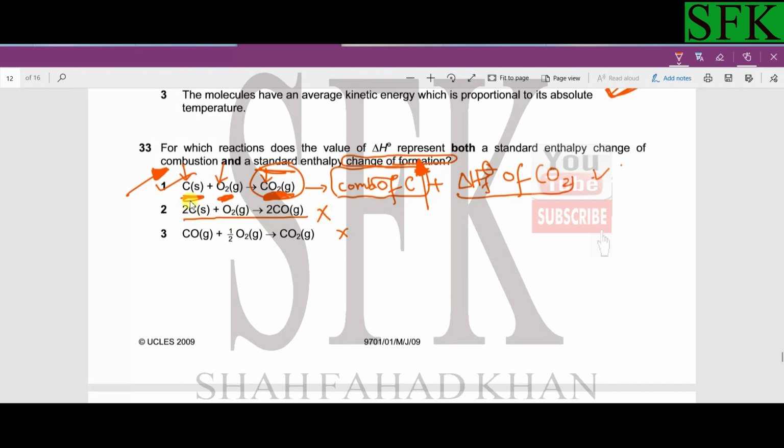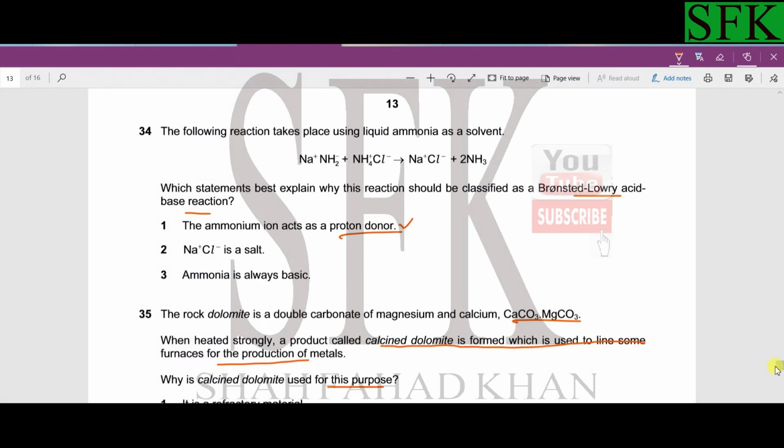Then secondly, it's actually incomplete combustion of carbon. So this is not complete combustion of carbon, so this is not correct. And thirdly, we form 1 mole of carbon dioxide, but it is not formed from its elements. So third is also not correct. So one only, D, is the correct option. Moving on to the next MCQ, 34.